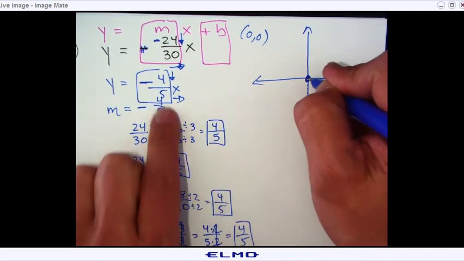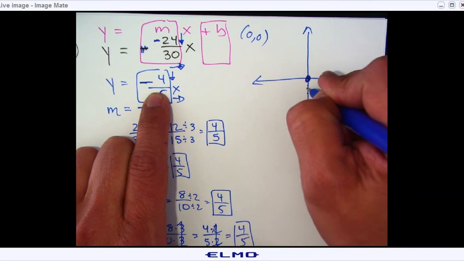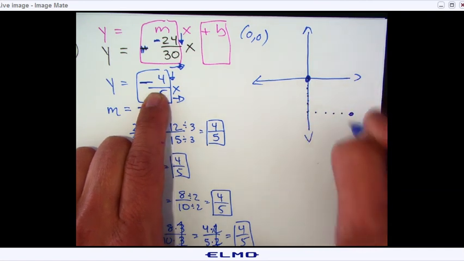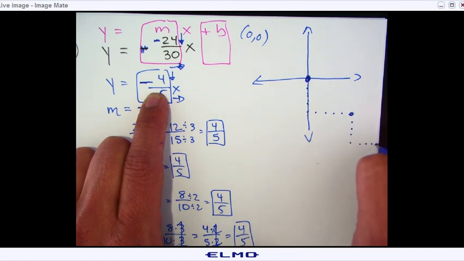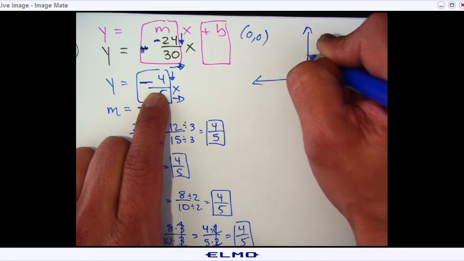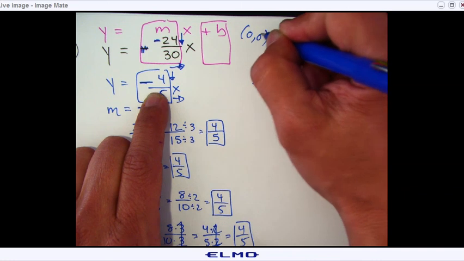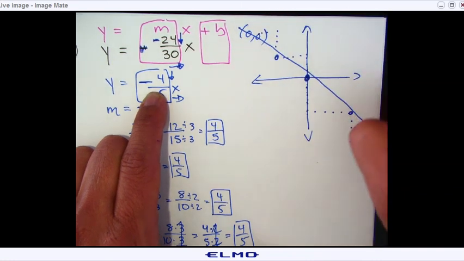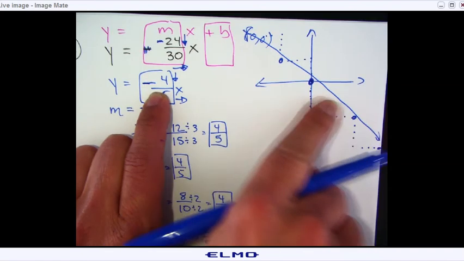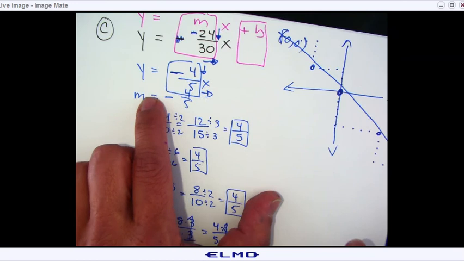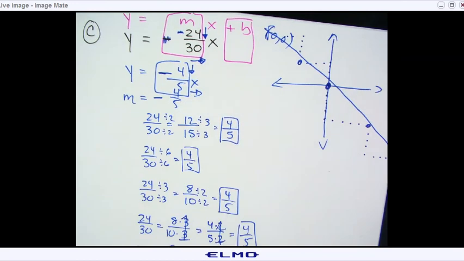So here we go. Negative 4. Remember, we're falling. 1, 2, 3, 4. 1, 2, 3, 4, 5. And then go up. 1, 2, 3, 4, 5. And there's your graph going down. So that's a negative slope. It's going down because of the negative. That's why it's a negative slope, all right? So go ahead and do that real quick.